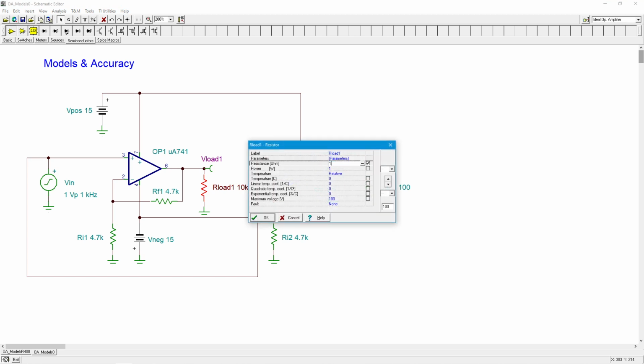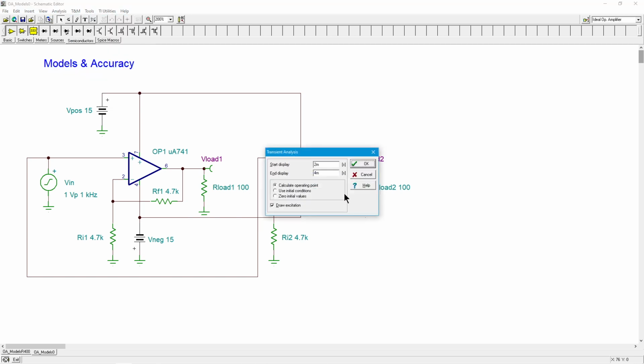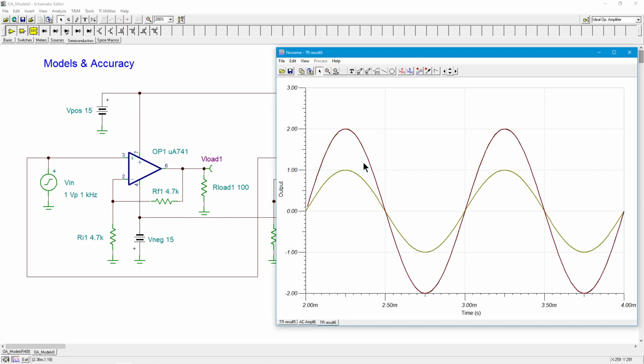Let's see what we get. All right, so I've got 100 ohms. Again, they're still identical circuits. And we'll do a transient analysis on here. Okay, that looks pretty good.